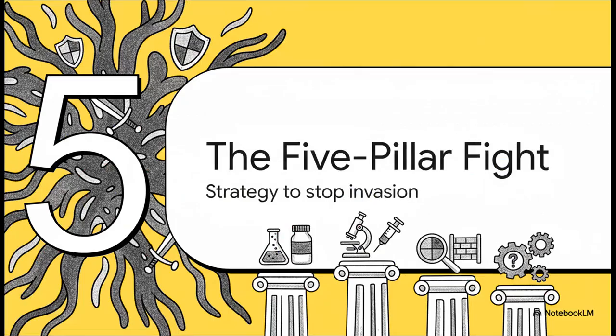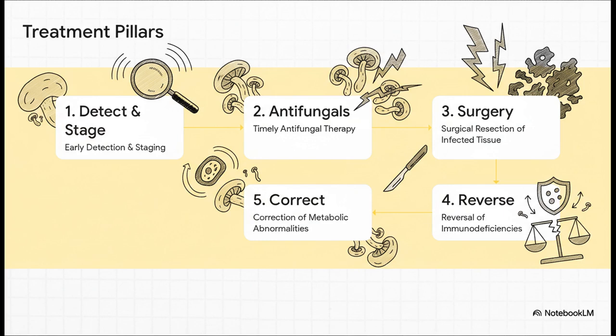Okay, so fighting an enemy this aggressive requires a really comprehensive multi-pronged strategy. There is no single magic bullet here. Success depends on what experts call the 5 pillars. The strategy is intense, and every single piece is vital. First, speed. You have to catch it early. Second, you hit it hard with powerful antifungal drugs.